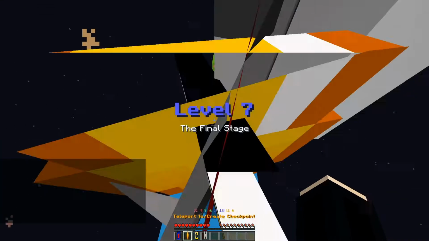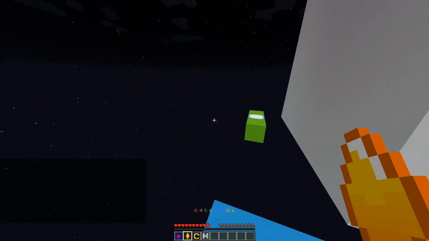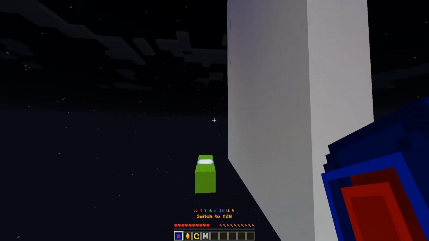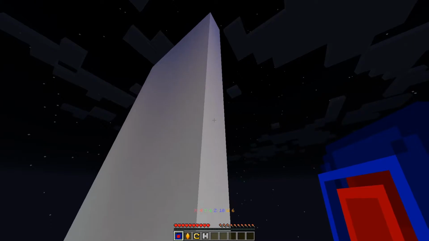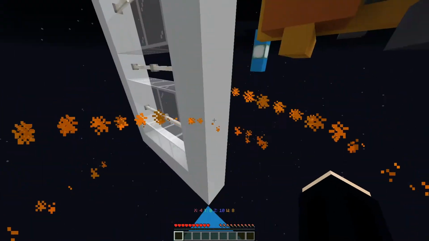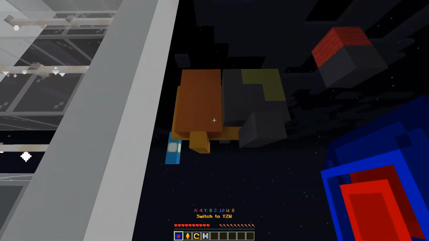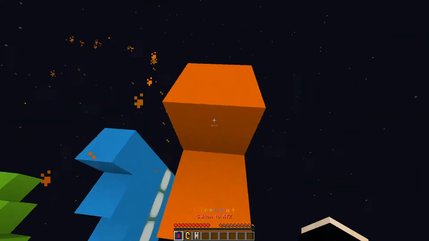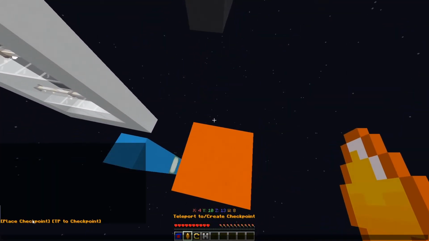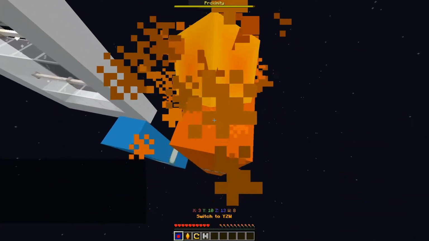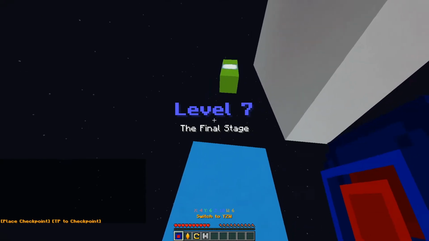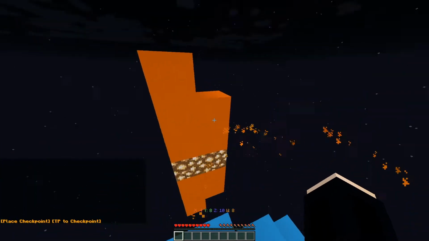There we go. Okay. The timing of that is quite interesting. Okay, so this is the final stage. I've got to make quite a lot of decisions here. Go up here. I can make this jump, but I'm gonna do that just in case. Oh, apparently I can die. That's gonna suck.